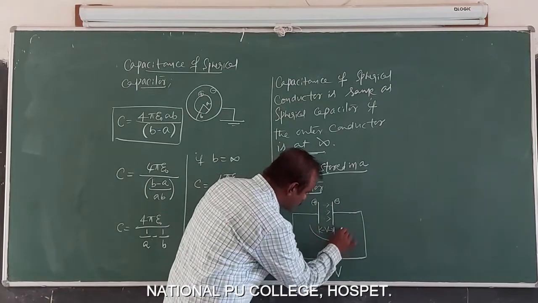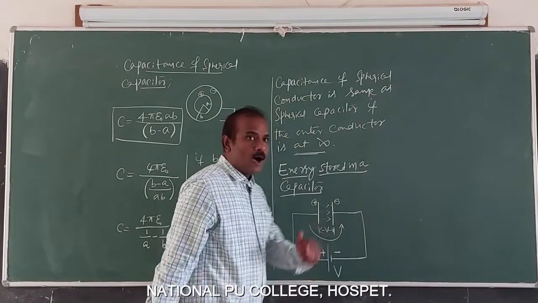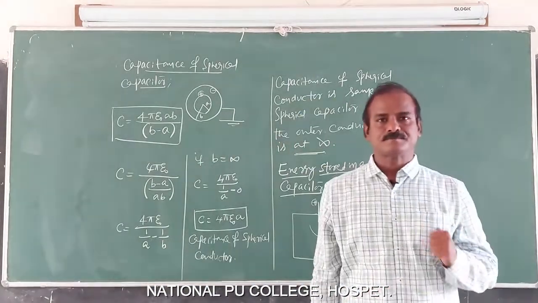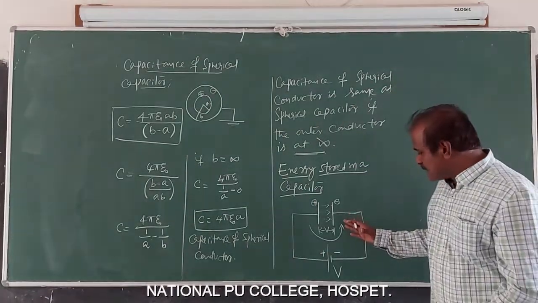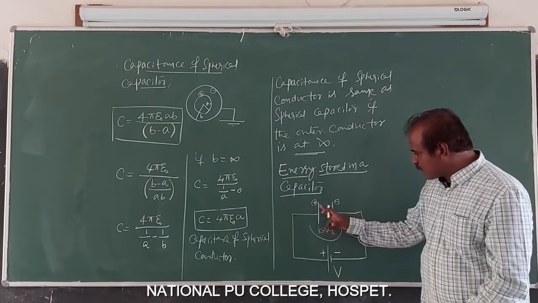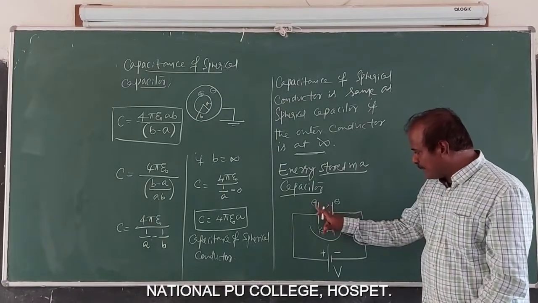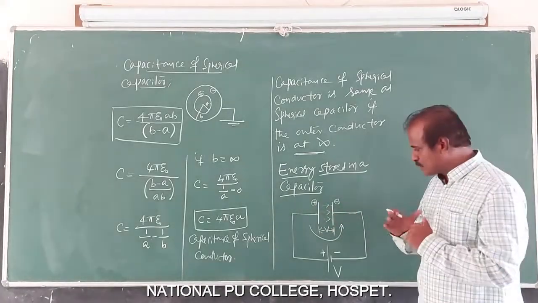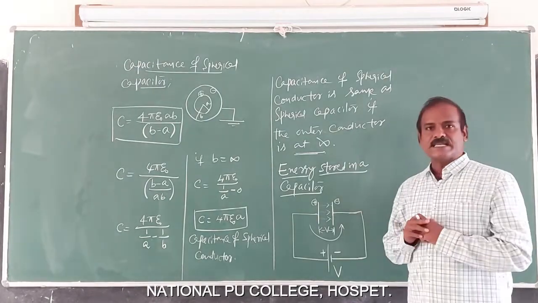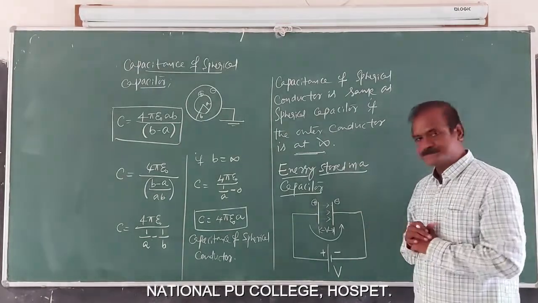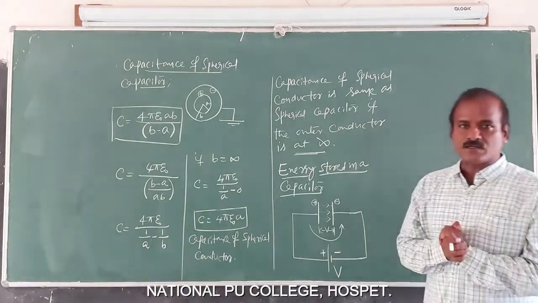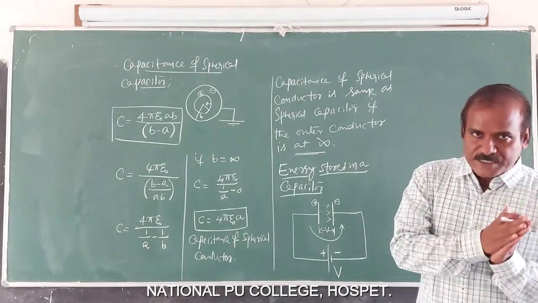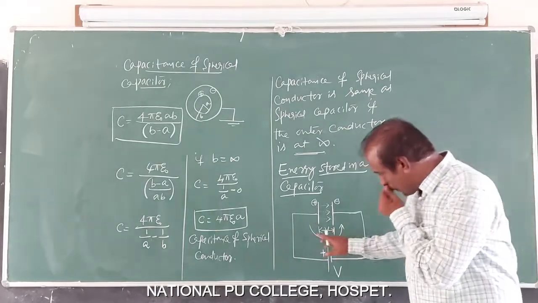So electrons are transferred via the battery. This is the mechanism. Electrons are transferred from one plate to another plate. The plate which loses electrons will become positively charged. The plate which gets electrons will become negatively charged. And this transfer of electrons takes place from one plate to another plate via the battery.